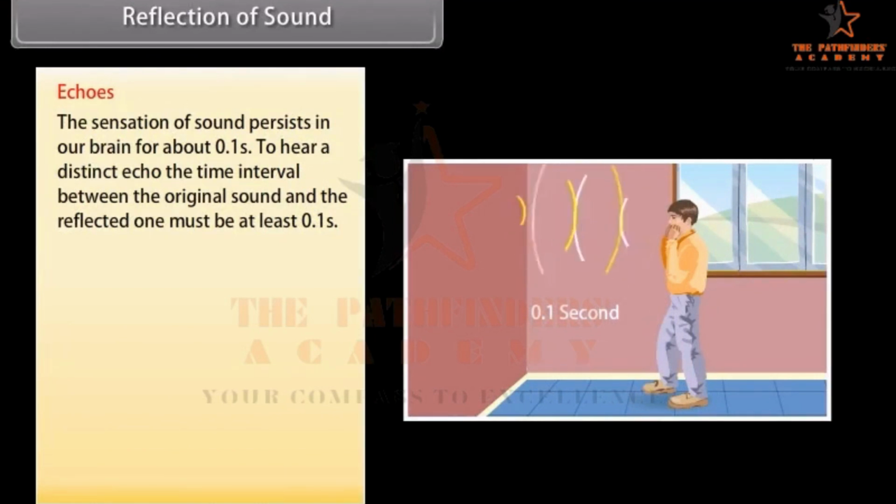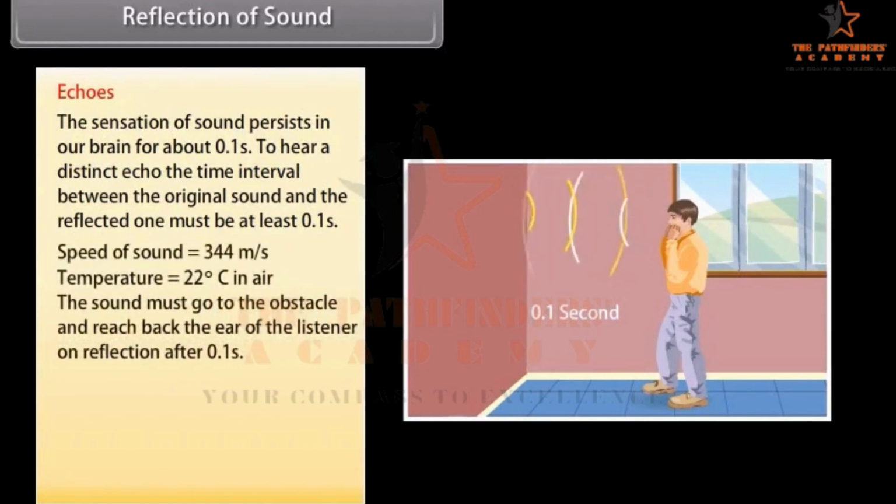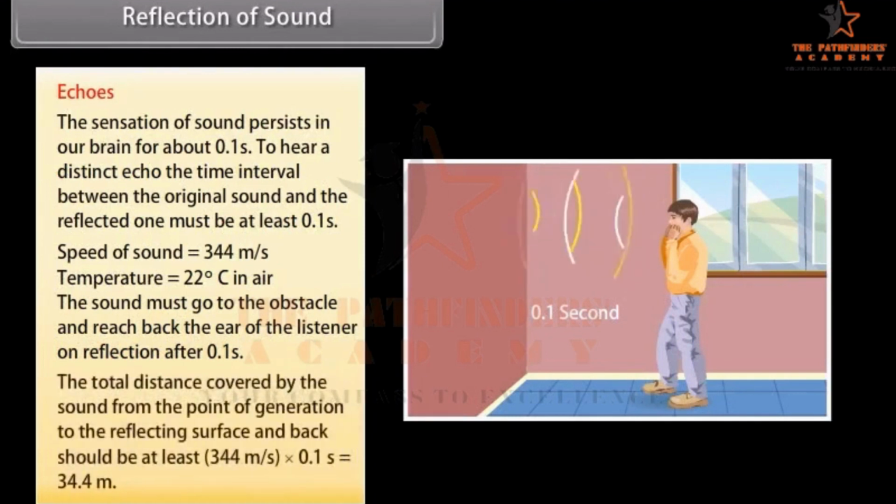0.1 second. If we take the speed of sound to be 344 meters per second at a given temperature, say 22 degrees Celsius in air, the sound must go back to the obstacle and reach back the ear of the listener on reflection after 0.1 second. Hence, the total distance covered by the sound from the point of generation to the reflecting surface and back should be at least 344 meters per second into 0.1 second is equal to 34.4 meters.